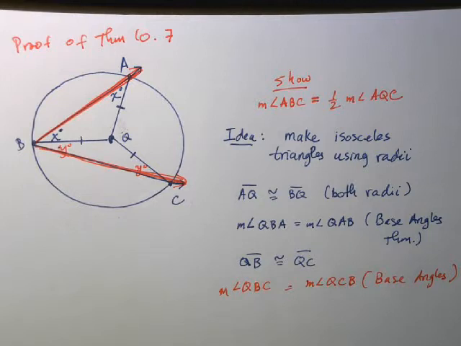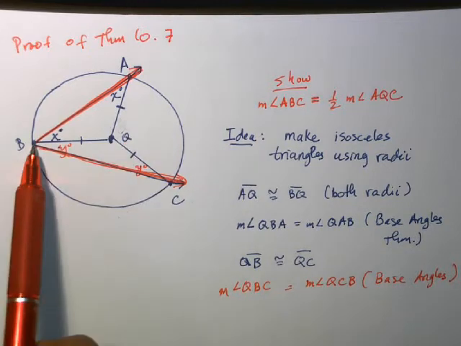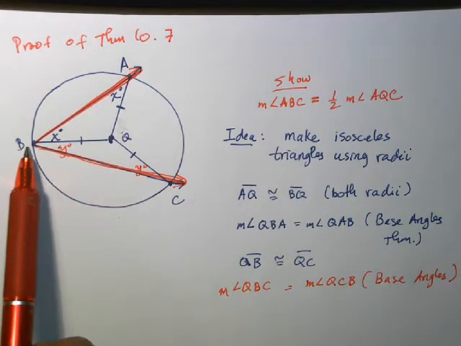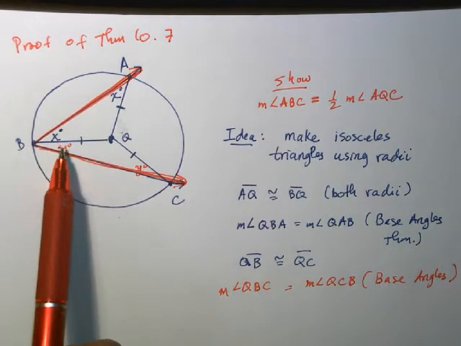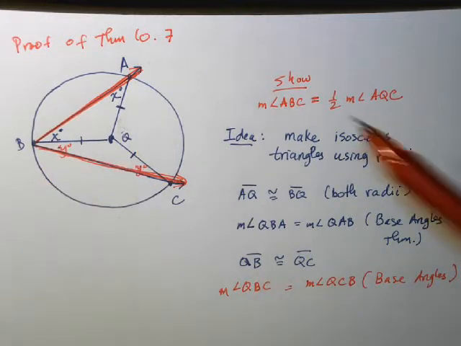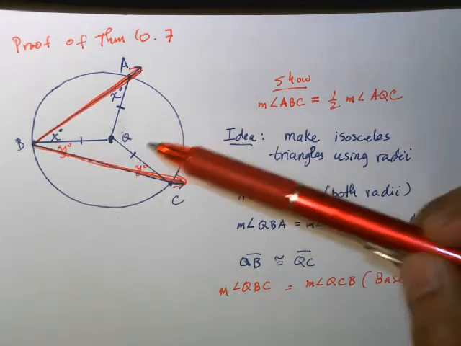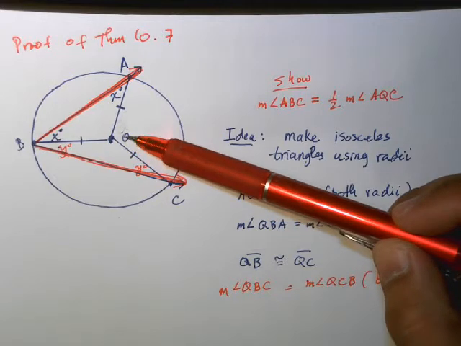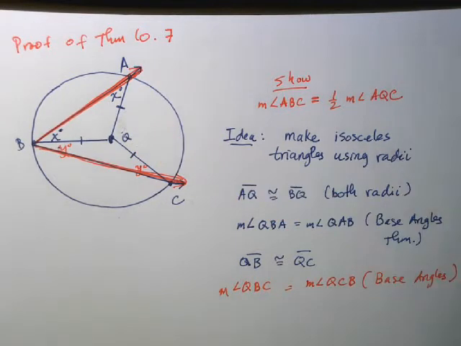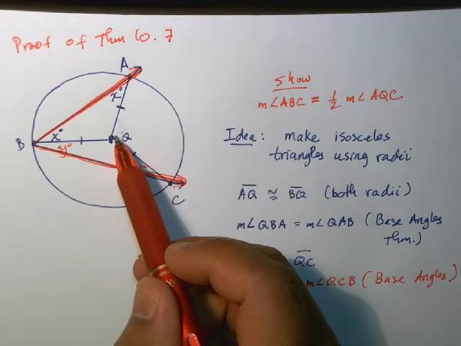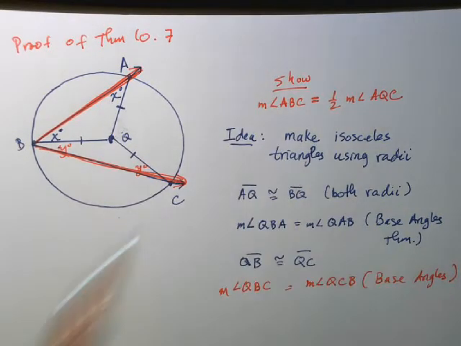Now, it may seem to you like we're going nowhere with this, but rest assured there is an end to this proof. So now if you look at this, we have that the measure of angle ABC is equal to x plus y. So we want to show that the measure of angle AQC is going to be equal to 2x plus 2y. So now how are we going to do that?